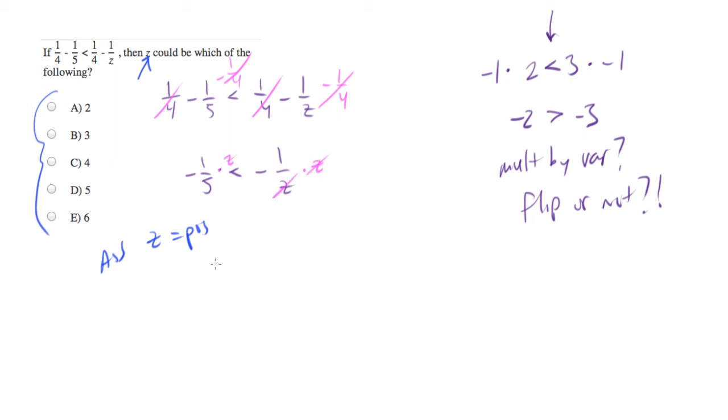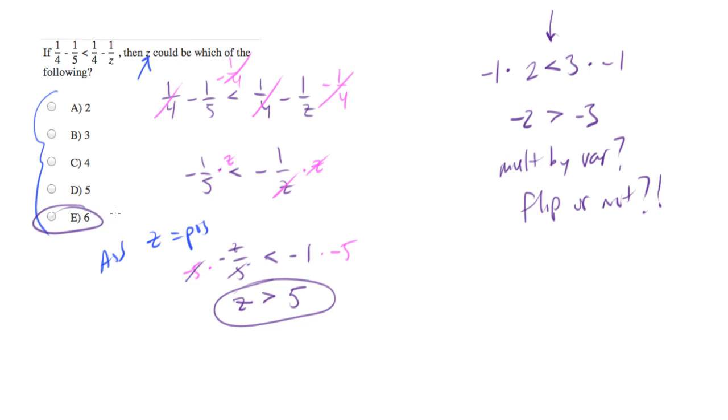And what we'll end up with is negative z over 5 less than negative 1. Now let's multiply both sides by negative 5. And what we end up with is negative z. Nope, the negative's gone. What we end up with is z, flip the sign, is greater than 5. And when you know z is greater than 5, there's only one answer choice that you can pick. Answer choice E.